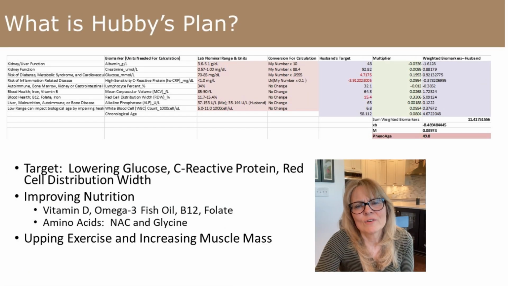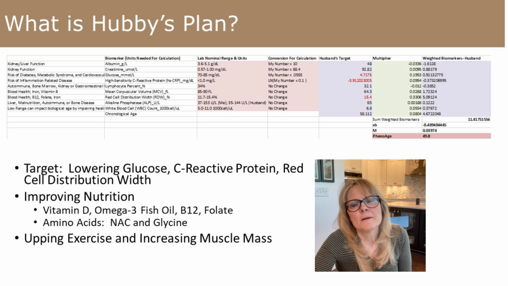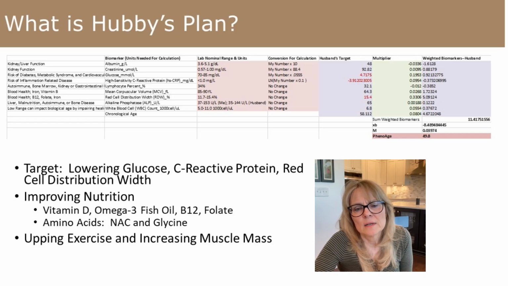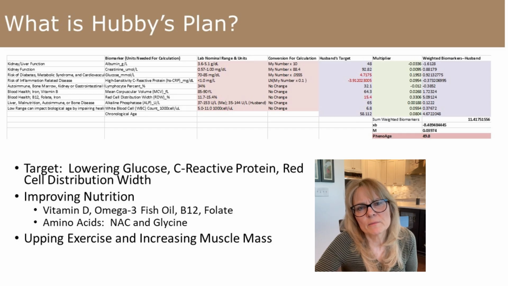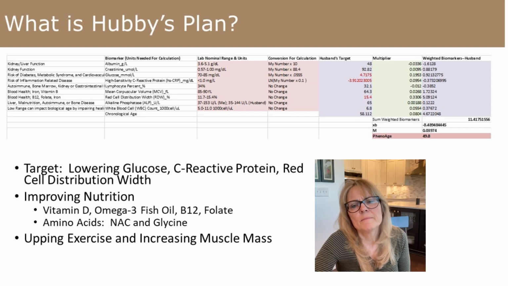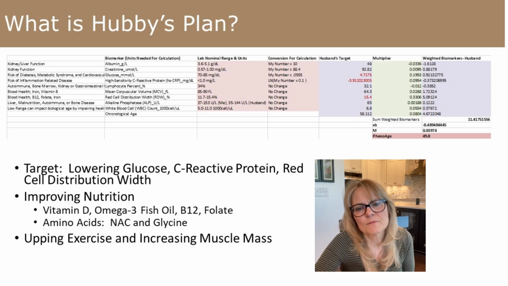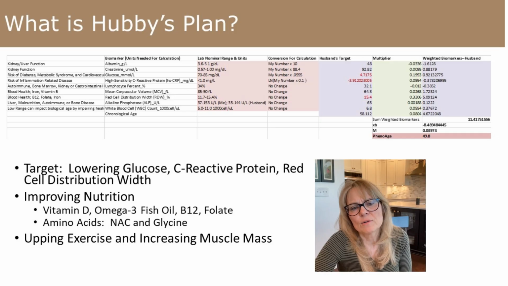But I just love talking to him about all of this. We're both really proactive. We're both enthusiastic. We're both extremely positive about making positive changes. What's he going to do? He's lowering his glucose a lot. He's cut out sugar. He's exercising and trying to up his muscle mass so that he has a good glucose sink with his muscles. He's trying to lower his C-reactive protein and increase his red cells.